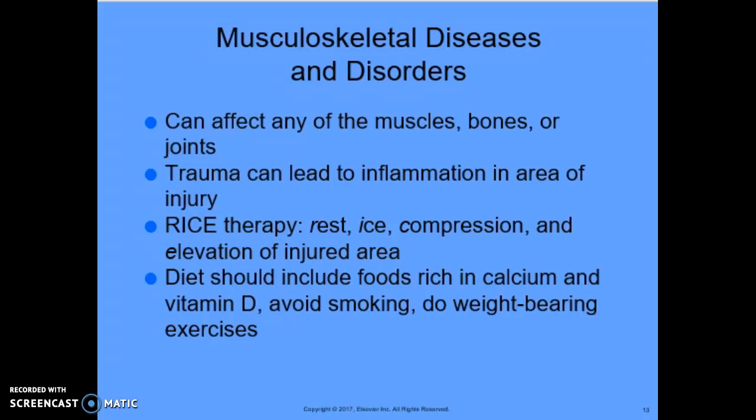What do you think one of the leading causes of time lost from work and for visits to providers and emergency departments is? Let me ask you that again. What is one of the leading causes of time lost from work and for visits to providers and emergency departments? If you thought trauma to the musculoskeletal system, you are correct.